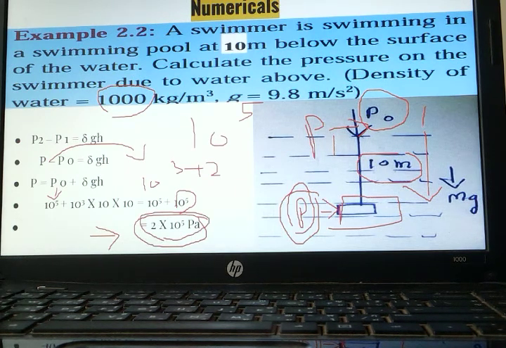You can imagine we are sitting or standing over here. The pressure exerted on us will be only 10 raised to 5. But whenever the person is swimming 10 meters below, the pressure becomes twice that of the atmospheric pressure. So it is 2 into 10 raised to 5 Pascal.